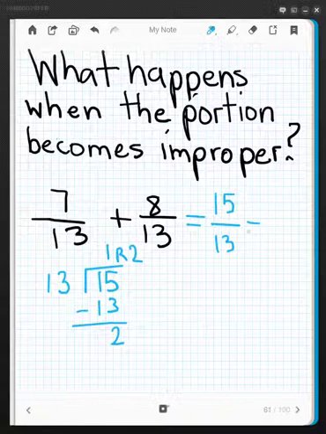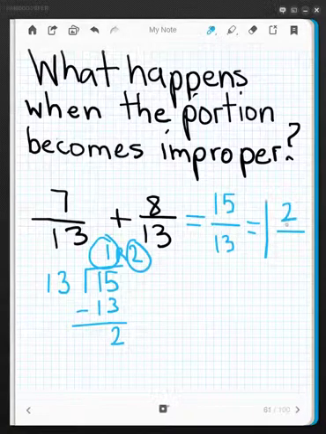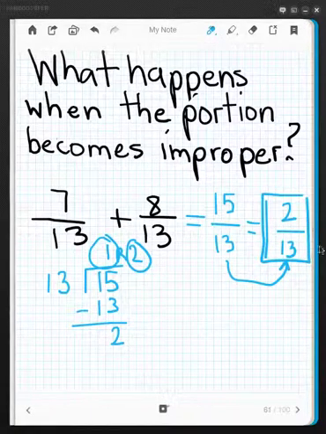Remember, the quotient is the whole number, 1. And our remainder, the 2, is the numerator of a new fraction. And the denominator is the same denominator it was before. So 1 2/13 is our final answer.